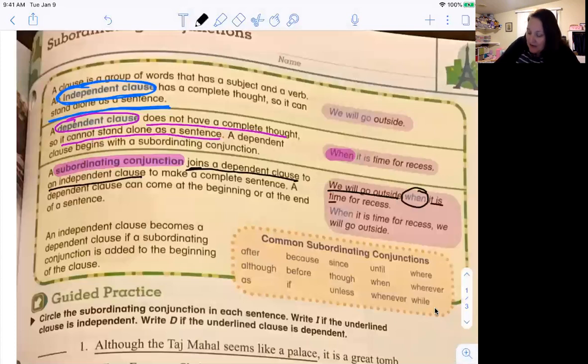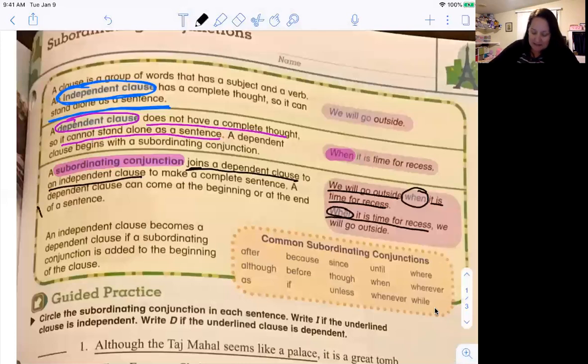It is time for recess. Subject it, verb is. So it's joining those two clauses. When it is time for recess, we will go outside. When is a subordinating conjunction making this whole part of the sentence dependent.